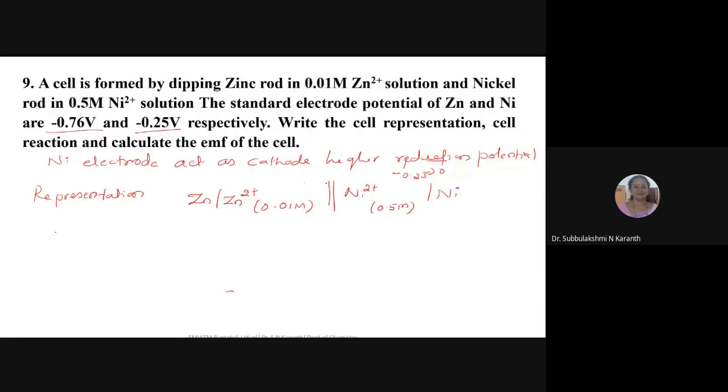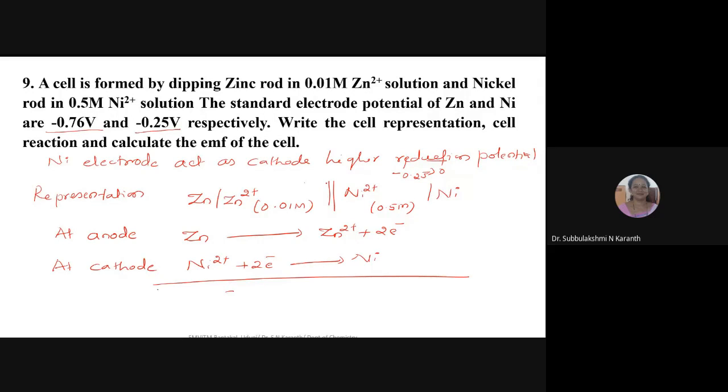Then the reaction at anode, that is the familiar one: zinc giving rise to 2 electrons and converted into zinc ion. At cathode, nickel takes 2 electrons. Net cell reaction: Zn plus Ni2+, giving rise to Zn2+ plus Ni. Okay, this is the net cell reaction. Clear? This is the net cell reaction.